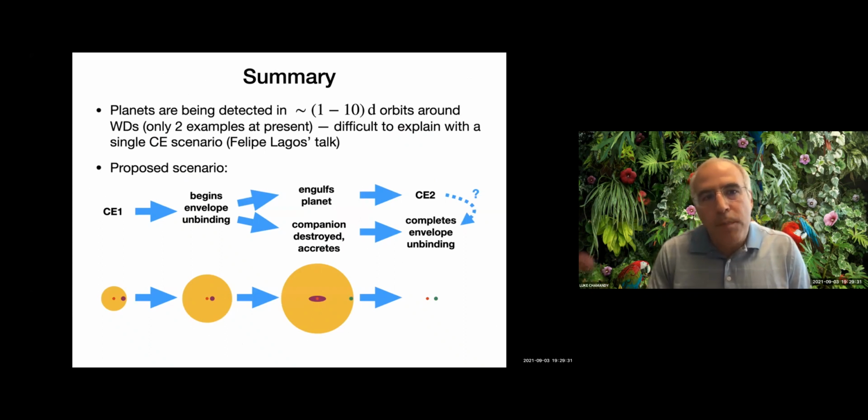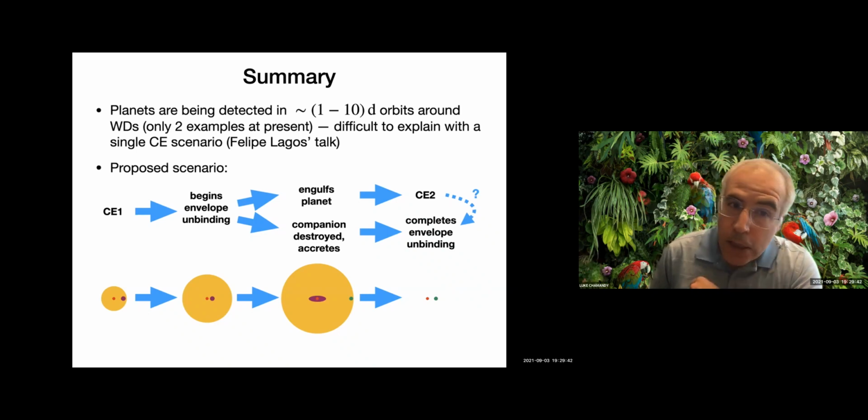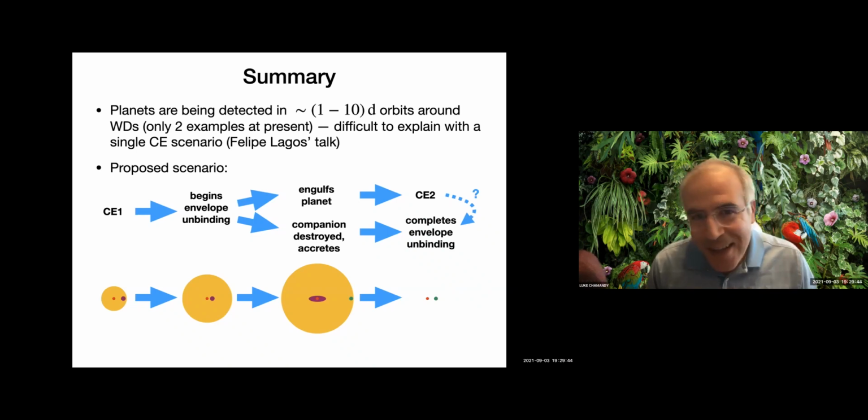Okay, so the summary is that planets are being detected in 1 to 10 day orbits around white dwarfs. There are only 2 examples though at present. This is difficult to explain with a single common envelope scenario. However, Felipe's talk is coming up next, so he might disagree with me on that one.